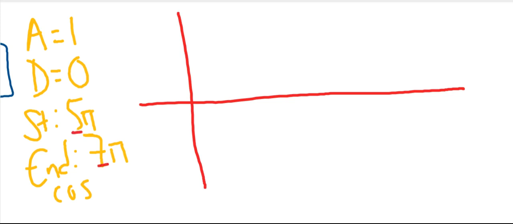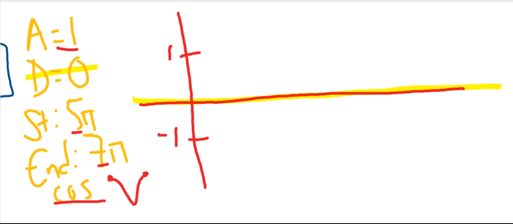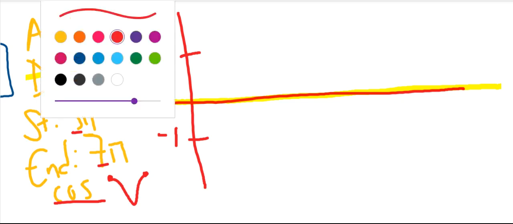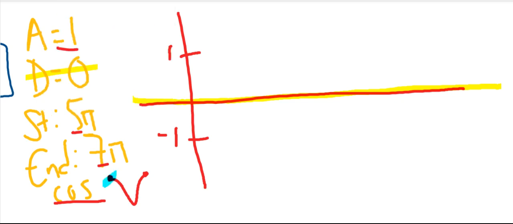So let me do my midline first because that's always what I do. It's 0, so we go ahead. Boom. Amplitude is equal to 1, so that means it's going to go 1 away in both directions, on top and the bottom. It is cosine, and it is positive, so it's going to end up looking like a V. And now finally, to draw our first point, it's going to be at 5 pi. So let me do that. 1, 2, 3, 4, 5. So this is 5 pi.